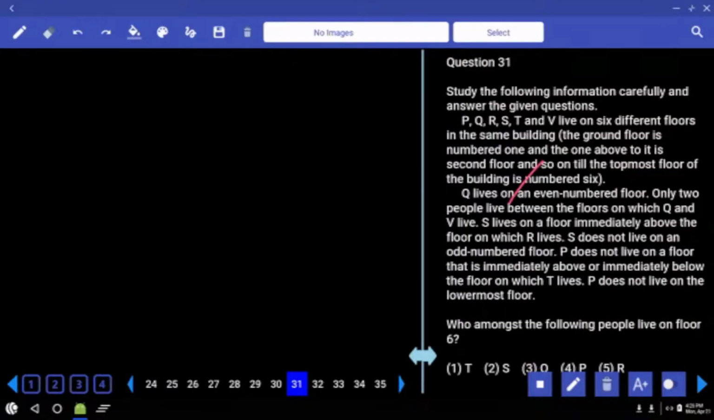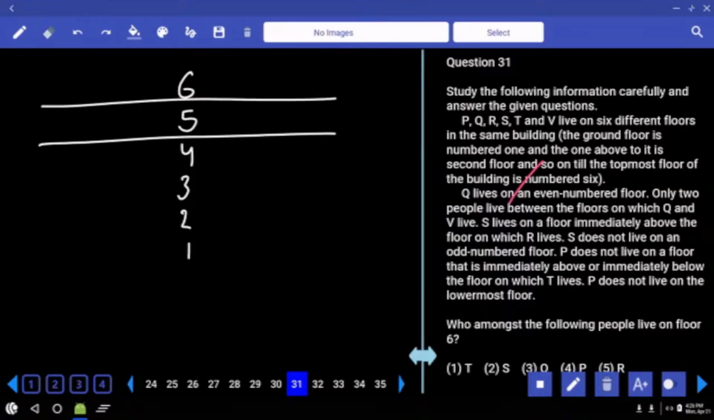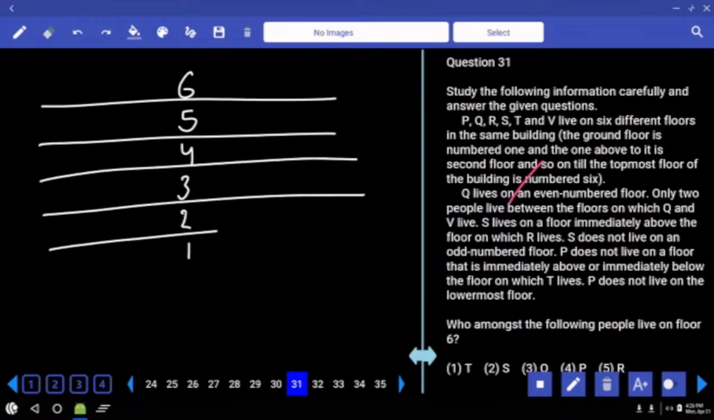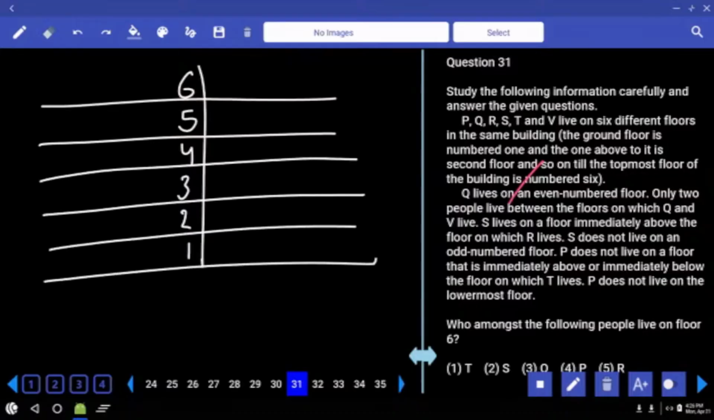Now 31 to 34, first or the second. Now 6 floors were there, only 6 floors: 6, 5, 4, 3, 2, 1. Now 6 persons are staying on these 6 different floors. Then no parameter added to this one. And Q lives on an even number floor. Now Q can be on the 6th floor, 4th floor, or 2nd floor, 3 possibilities.